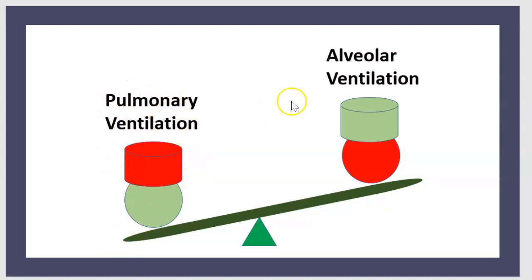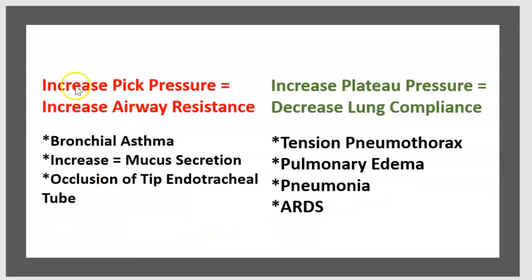Pulmonary ventilation versus alveolar ventilation. If there is an increase in peak pressure, it's an increase in airway resistance: asthma, mucus secretion, or occlusion of the tip of the endotracheal tube. On the other hand, if there is an increase in plateau pressure, that means decrease in lung compliance: tension pneumothorax, pulmonary edema, pneumonia, and ARDS.